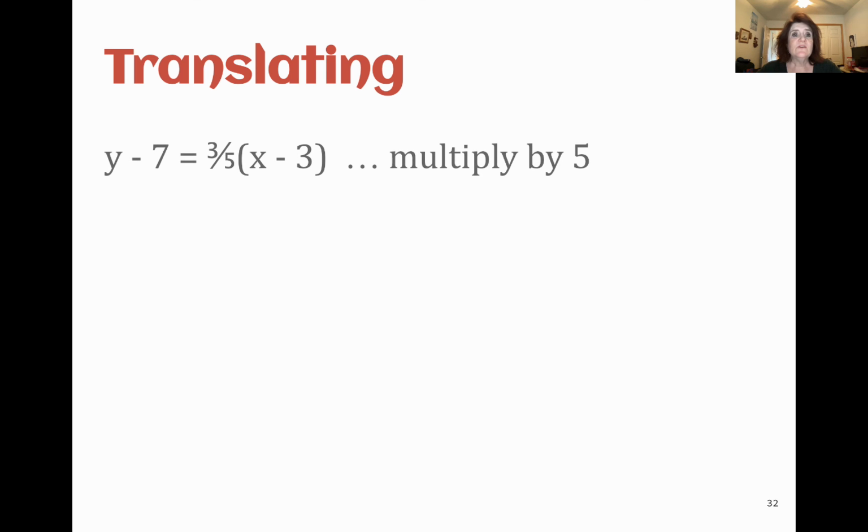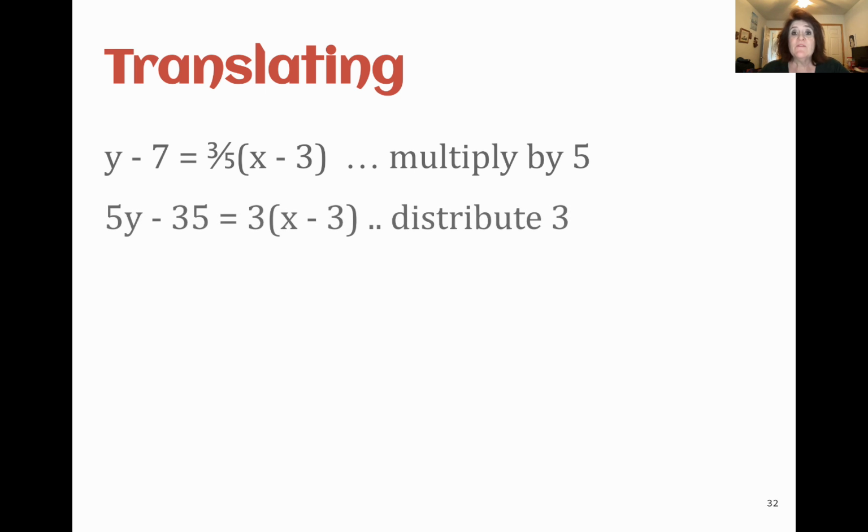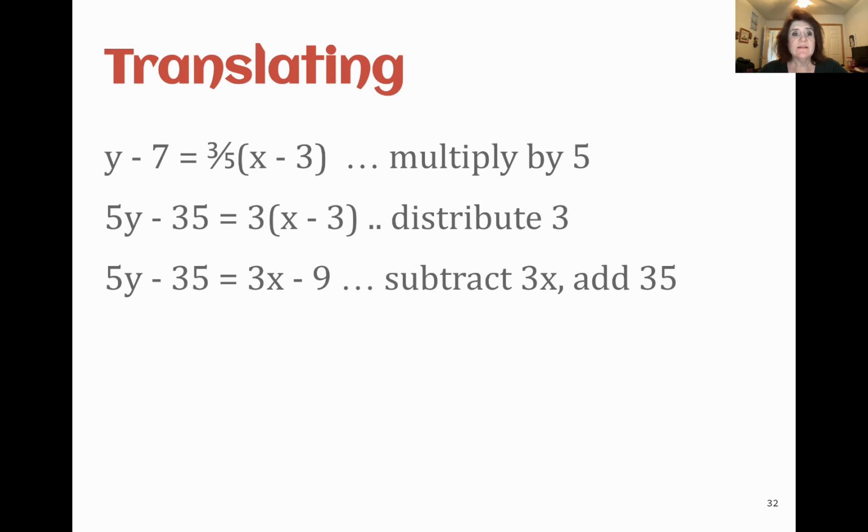Finally, then, you have this equation, y minus 7 is equal to 3/5 times x minus 3. Multiply by 5, distribute the 3, subtract 3x, and add 35, and you get negative 3x plus 5y is equal to 26. The top and the bottom are equivalent equations, and you do have to be able to translate from any form into standard.